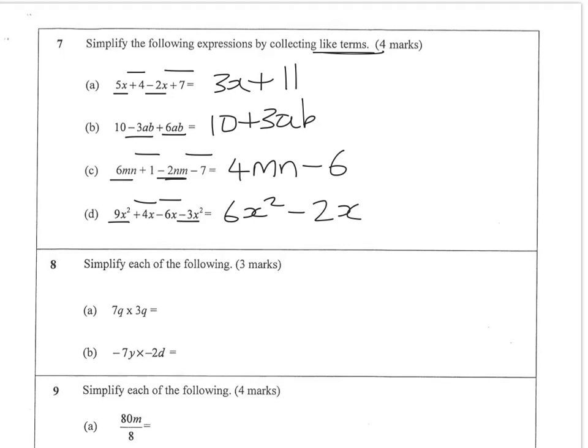Simplify. Okay, with multiplication, multiply the numbers together. 7 3s are 21. Q times Q will be Q squared. B. We've got 2 negatives, so that becomes a positive. 7 2s are 14. We have a Y and we have a D.